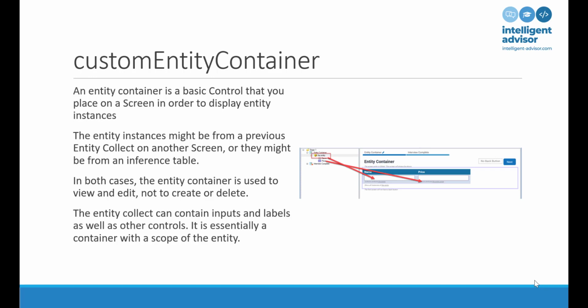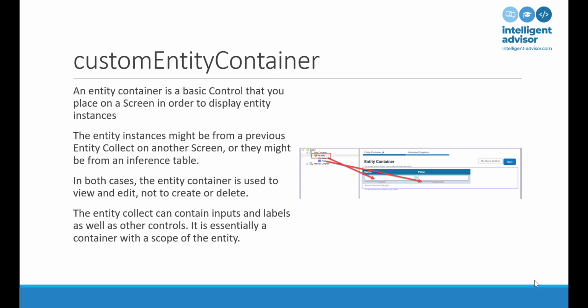The entity instances, so the rows of data, might be coming from a previous screen where the user has collected the data, or they could be inferred from an Excel file, or they could be loaded in. The point is that an entity container does not let you create instances. You can only view or edit them. So if you're looking to create or delete, it's not an entity container you need, it's an entity collect, which we'll see in a forthcoming chapter.